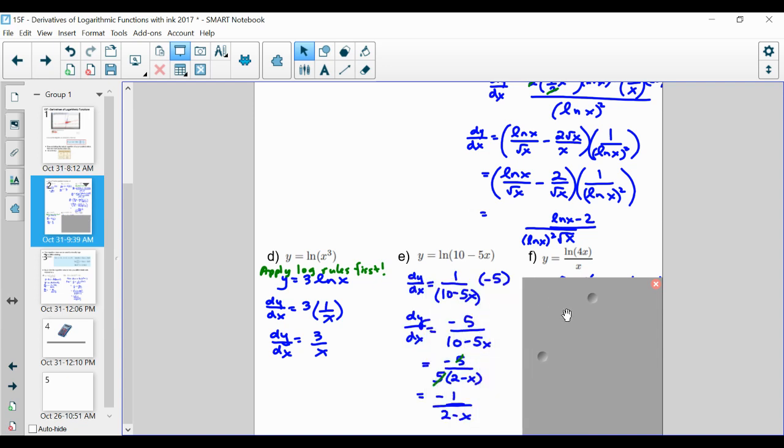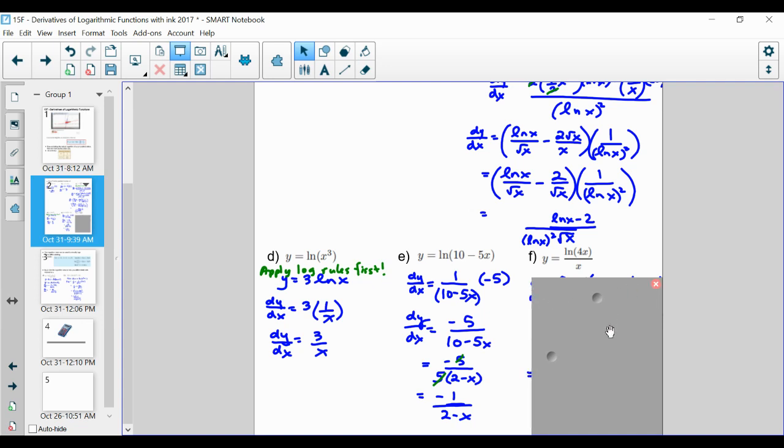Over here, just notice that if I take the derivative of ln x, that's 1 over 10 minus 5x times the derivative of 10 minus 5x, which is negative 5. And when I combine them together, I notice I can common factor out a factor of 5. Canceling those factors, I end up with negative 1 over 2 minus x.